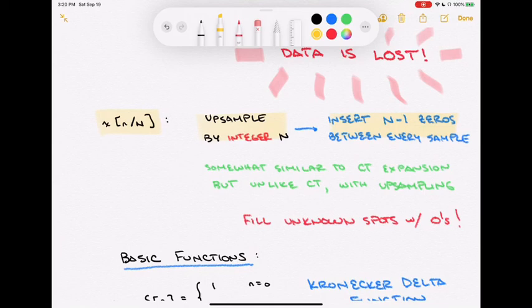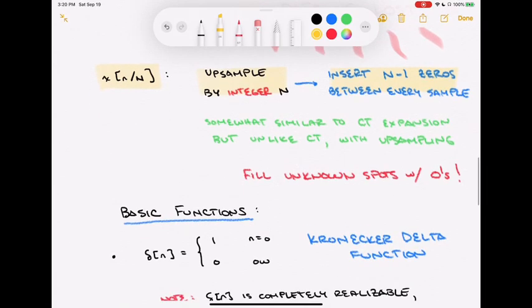This is somewhat similar to the continuous time expansion operation, but unlike continuous time expansion, upsampling fills unknown spots with zeros, right? We just can't stretch this continuum of points. We have to find some new points. We don't know what they are, so we just guess zeros.